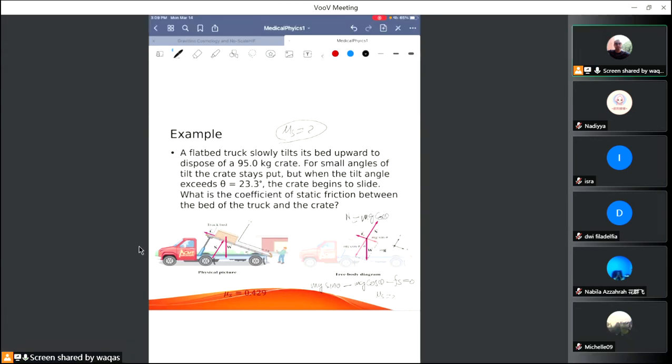Okay, so from here you can find the M, and then you can put this M here and here, and you can find the mu h. This is your answer.